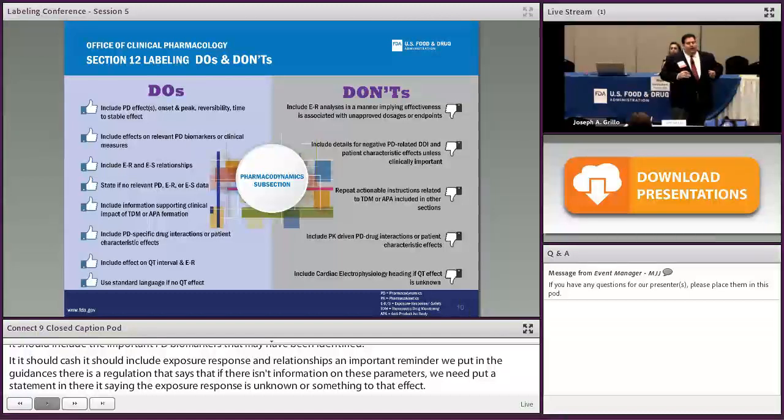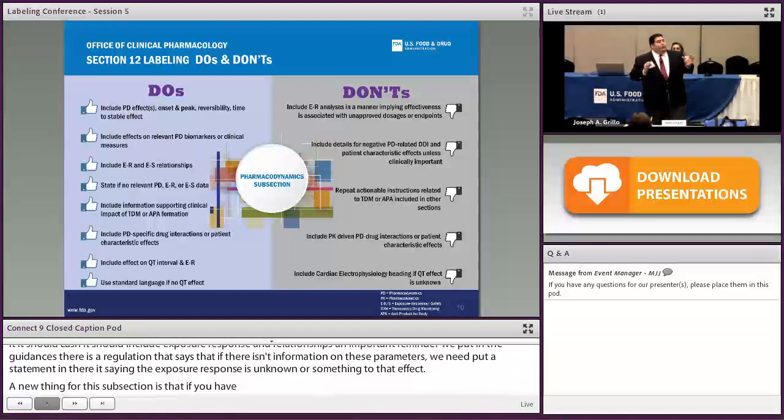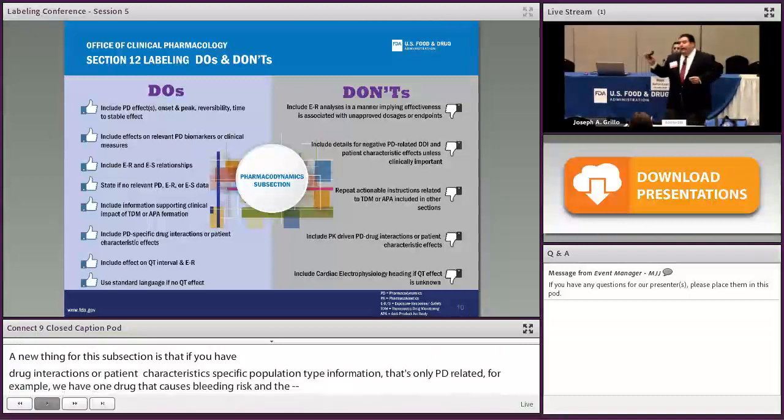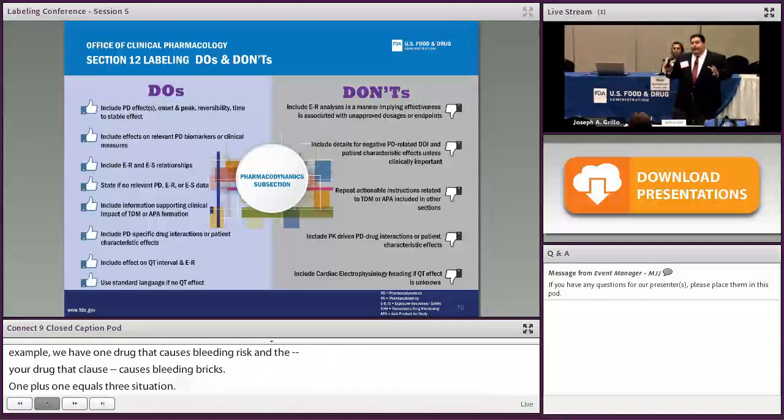A new thing for this subsection is that if you have drug interactions or patient characteristics, specific population type information, that's only PD related. So for example, you have one drug that causes bleeding risk, and your drug also can cause bleeding risk, and together it's a 1 + 1 = 3 situation where you have mild bleeding, severe bleeding. That's just a pharmacodynamic effect, and that would go into 12.2.